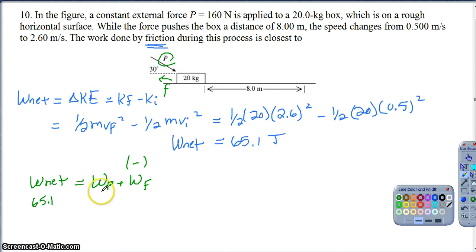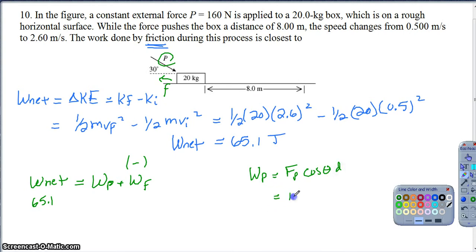So if I can find the work done by force P, I've got it. Right, so let's do that. To find the work done by P, well, they give me the force, right? They give me P as 160 newton force. So I know the force is 160 newtons. I know the angle, and I know that I just want the cosine component. And I know that it goes 8 meters, so I know my displacement.